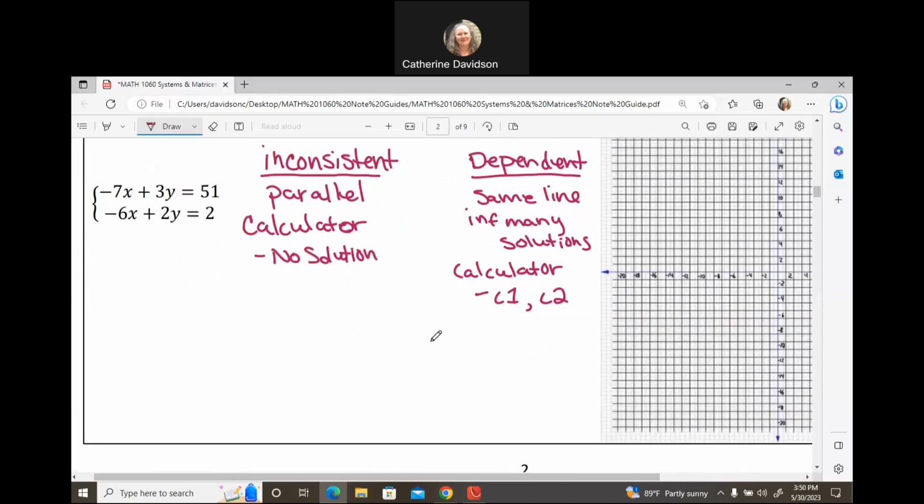Okay, and that is it for section 7.1. Don't worry about doing this one here. We did a couple already, and that should be good.